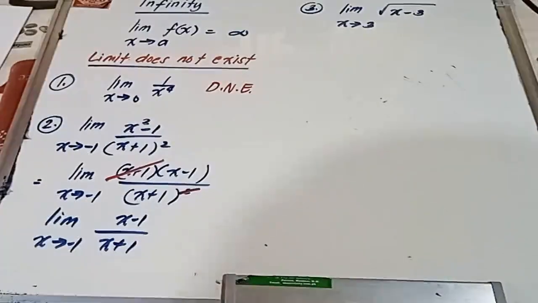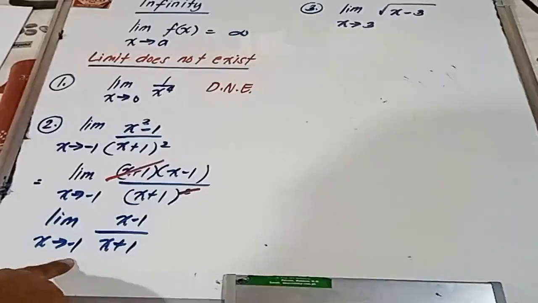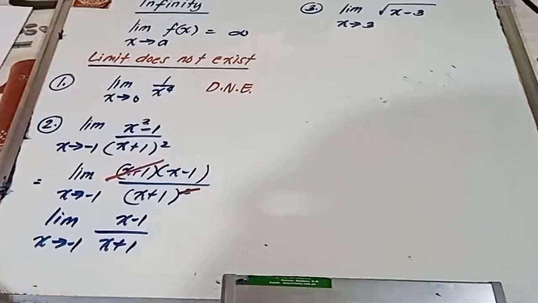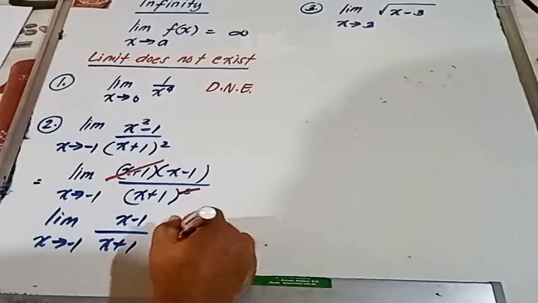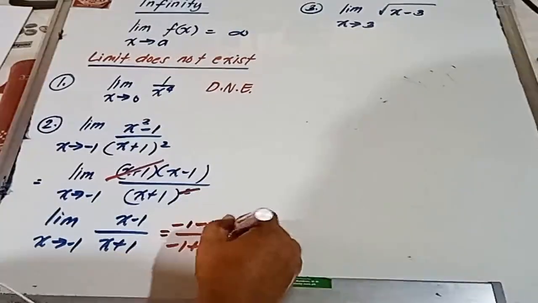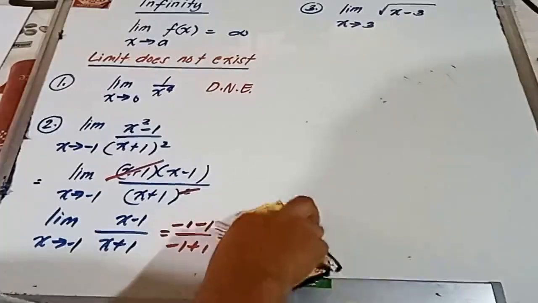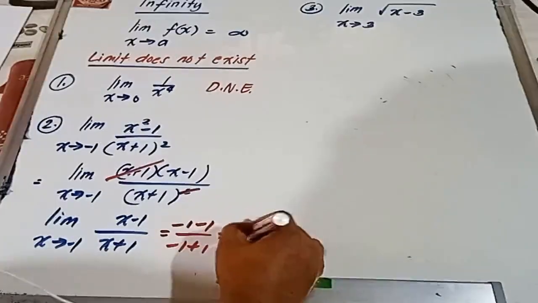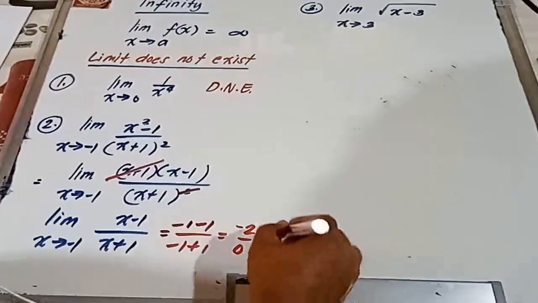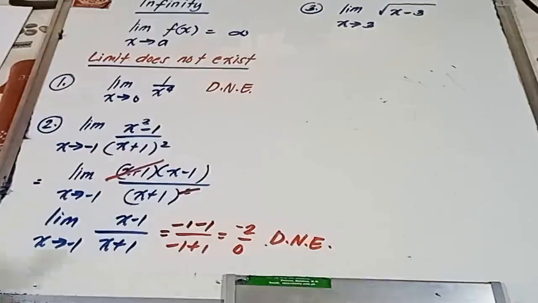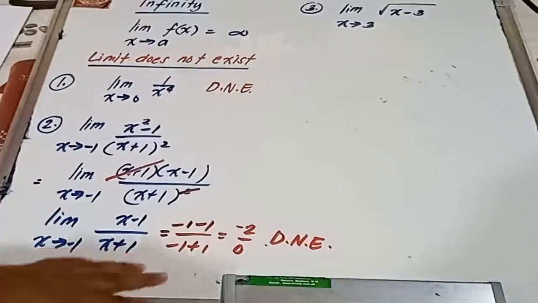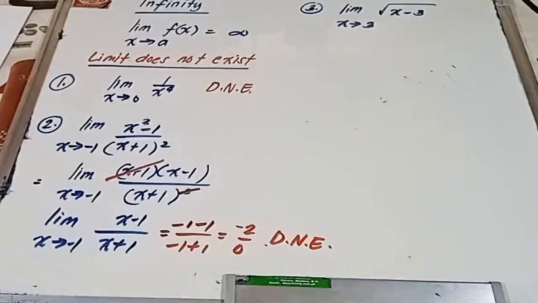So, pag in-assign natin yung negative 1 sa x para makuha yung limit natin, we have negative 1 minus 1 over negative 1 plus 1. We have negative 2 on top, we have 0 at the denominator. Therefore, limit does not exist. Okay? Kahit indeterminate form kanina, pero na-simplify natin, hindi na siya indeterminate form but we have 0 denominator. Therefore, limit does not exist for example number 2.